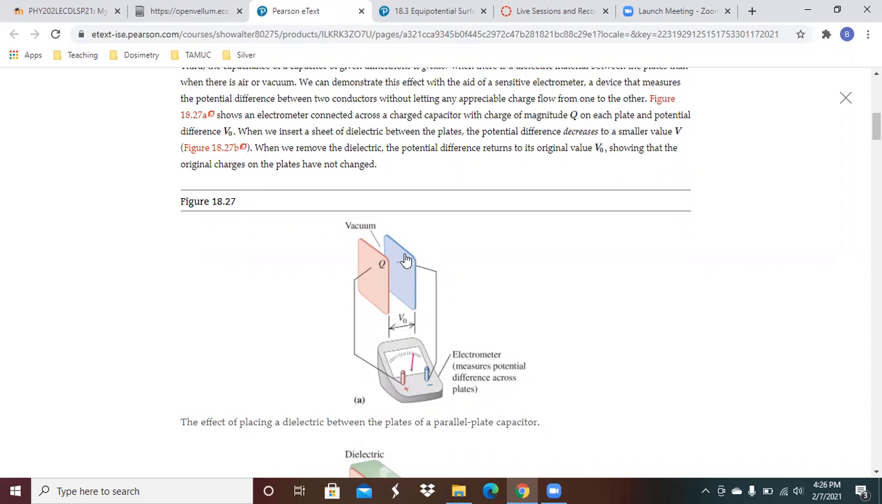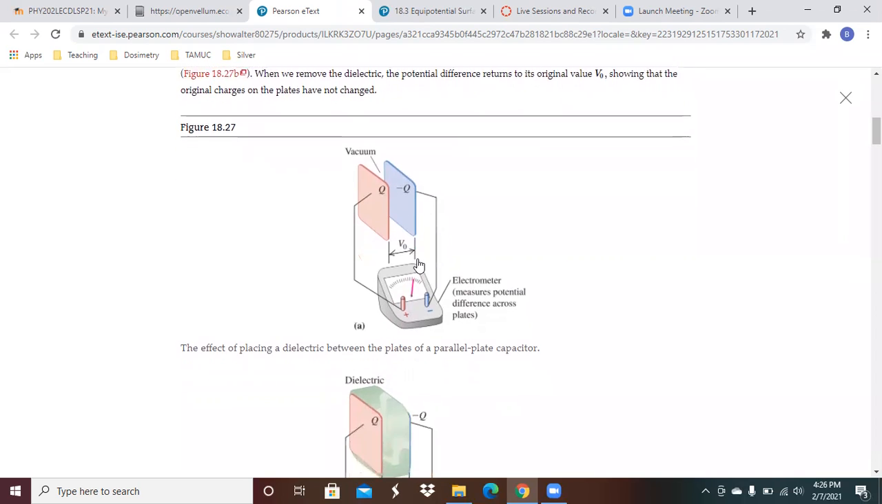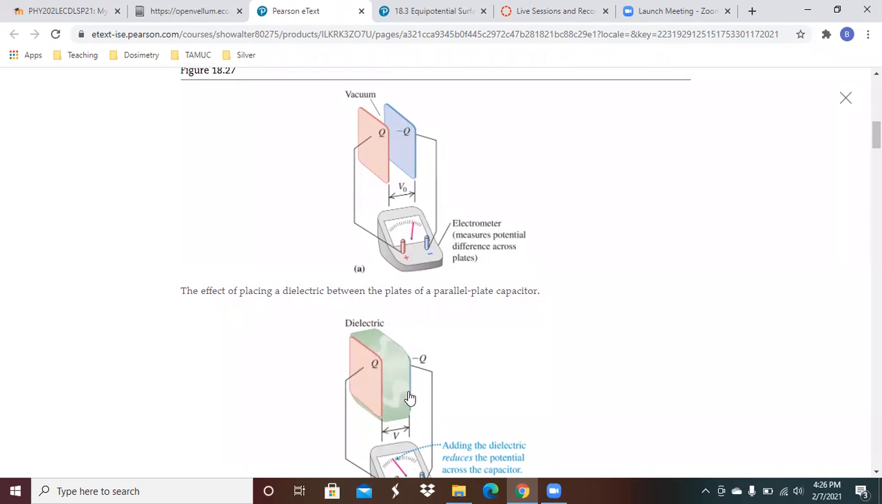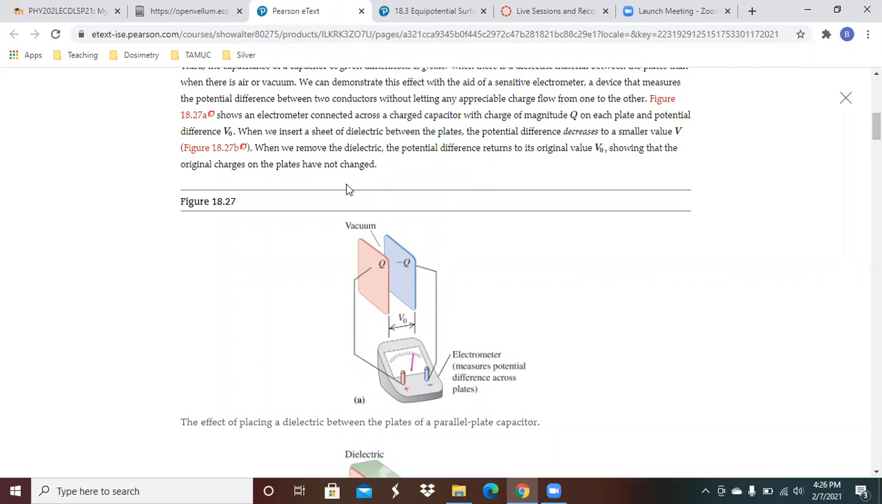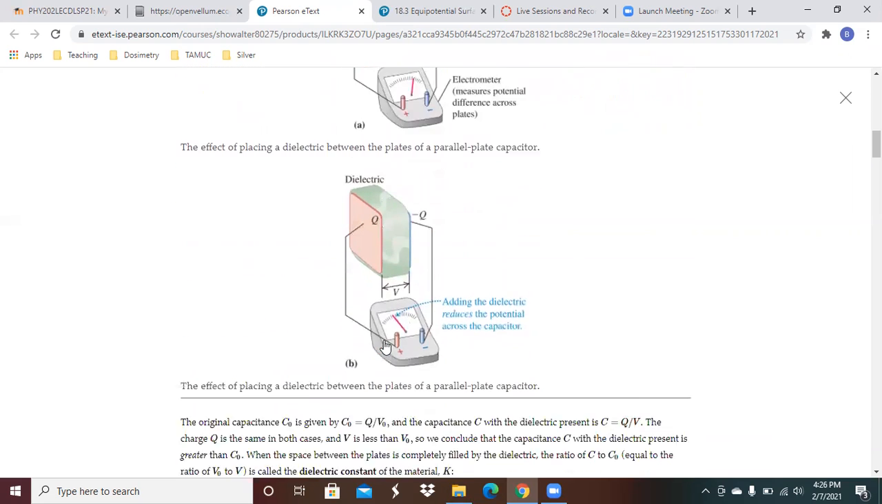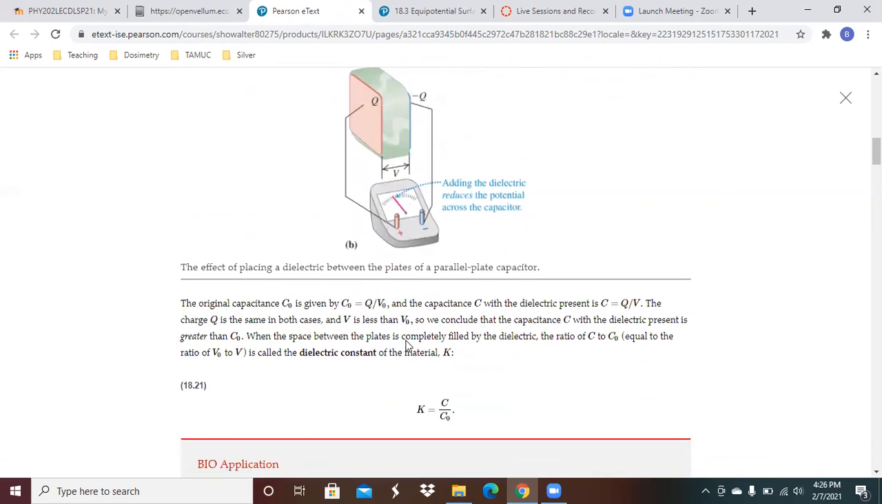We've got an electrometer that connects to both of those charge plates, and then there's going to be a vacuum between it. We're going to measure that potential difference, and it turns out to be V sub naught. When we insert a sheet of dielectric between the two plates, the potential difference is going to decrease to a smaller value. In other words, the voltage is going to drop when we put this dielectric material between the two. So when you remove it, the potential difference returns to its original value, showing that the original charges on the plates haven't changed. It's just the potential difference that dropped.